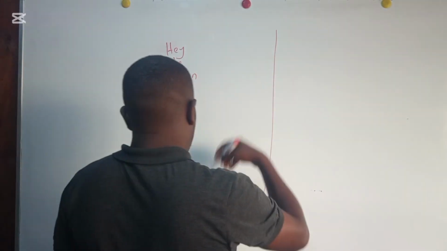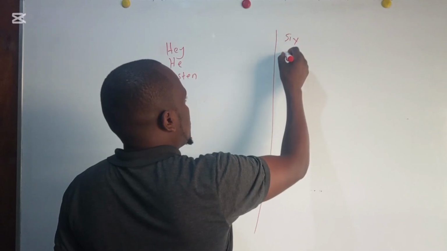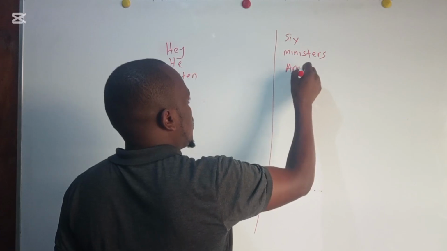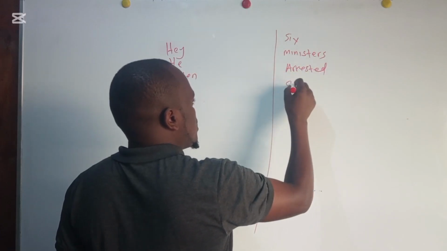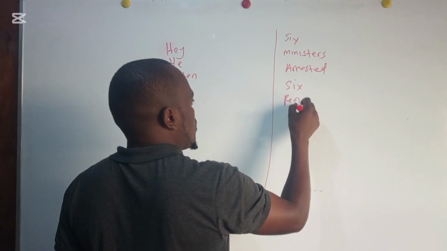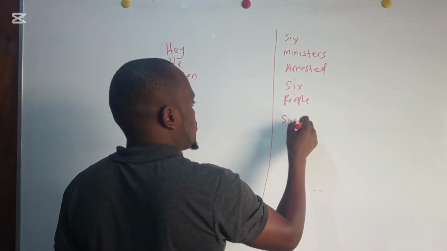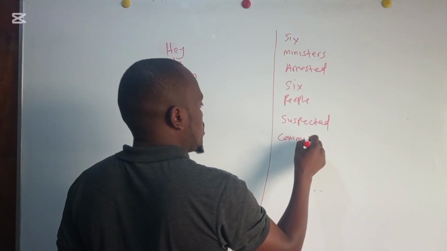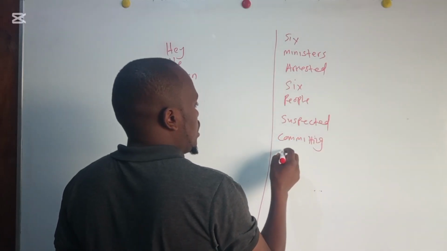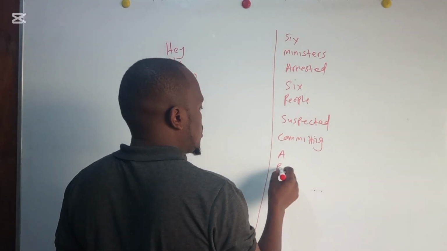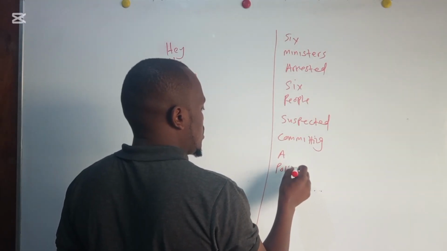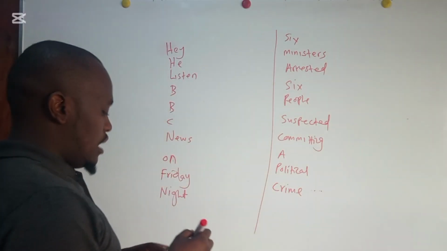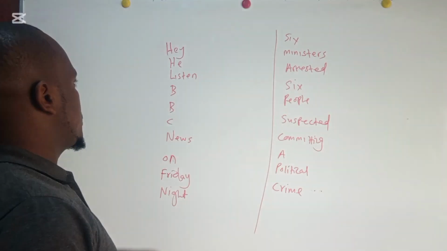The other one is Friday night. 6 ministers arrested. 6 people suspected committing a political crime. So these are the other 10 elements.